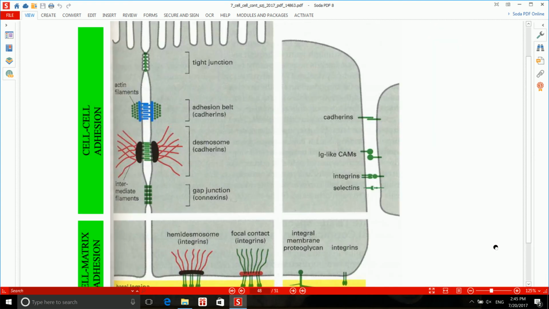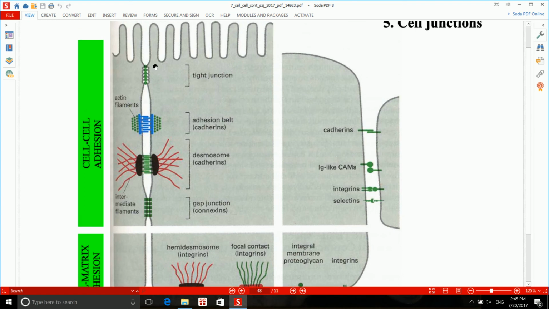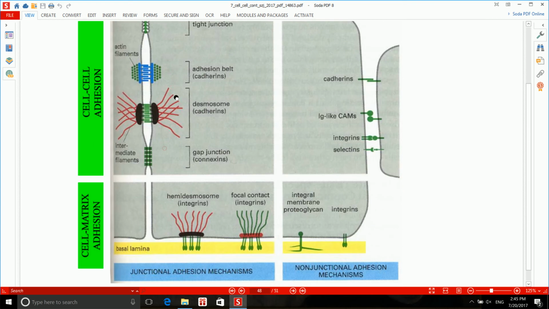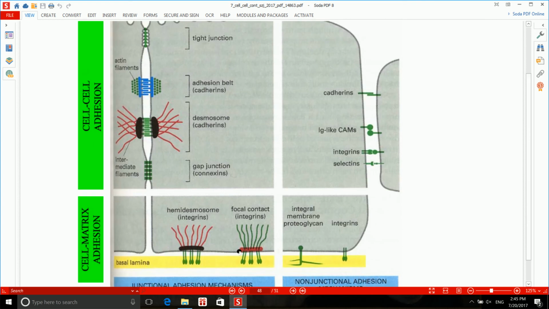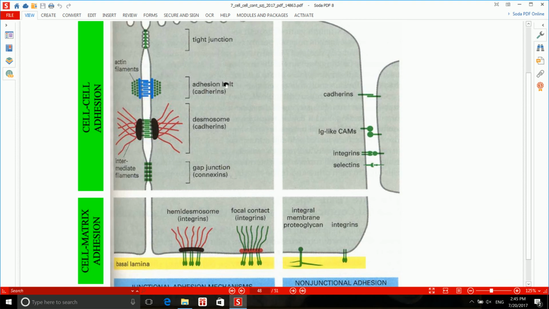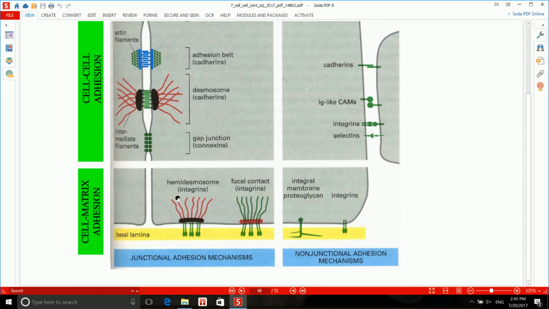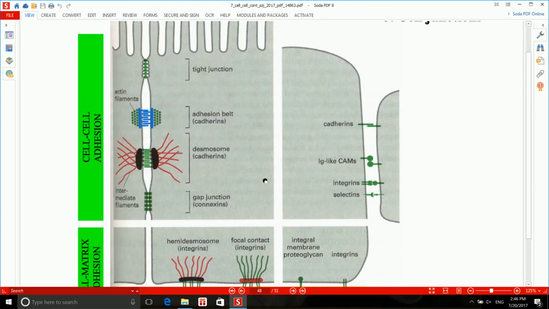So now we're going to talk about the other part of this lecture, which is about the cell junctions. First, we're going to talk about the cell junctions on the lateral domain of the cells, as you can see here. And then we're going to talk about the cell junctions on the basal domain of the cells. So first, we're going to talk about tight junctions, adhesion belt, desmosomes, and gap junctions. And then we're going to talk about hemidesmosomes and focal adhesions.